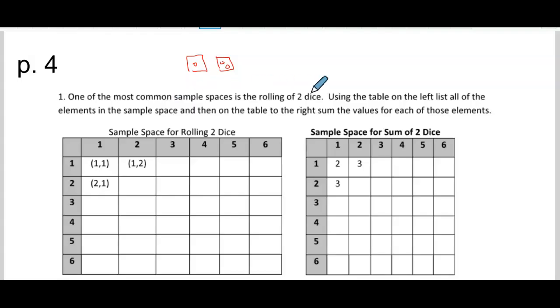One of the most common sample spaces is the rolling of 2 dice. Use the table to list all the elements. So if you roll a 1 and a 1, you get 1, 1. If you roll a 1 and a 2, you get 1, 2. A 1 and a 3, you get 1, 3. We could keep filling that in.